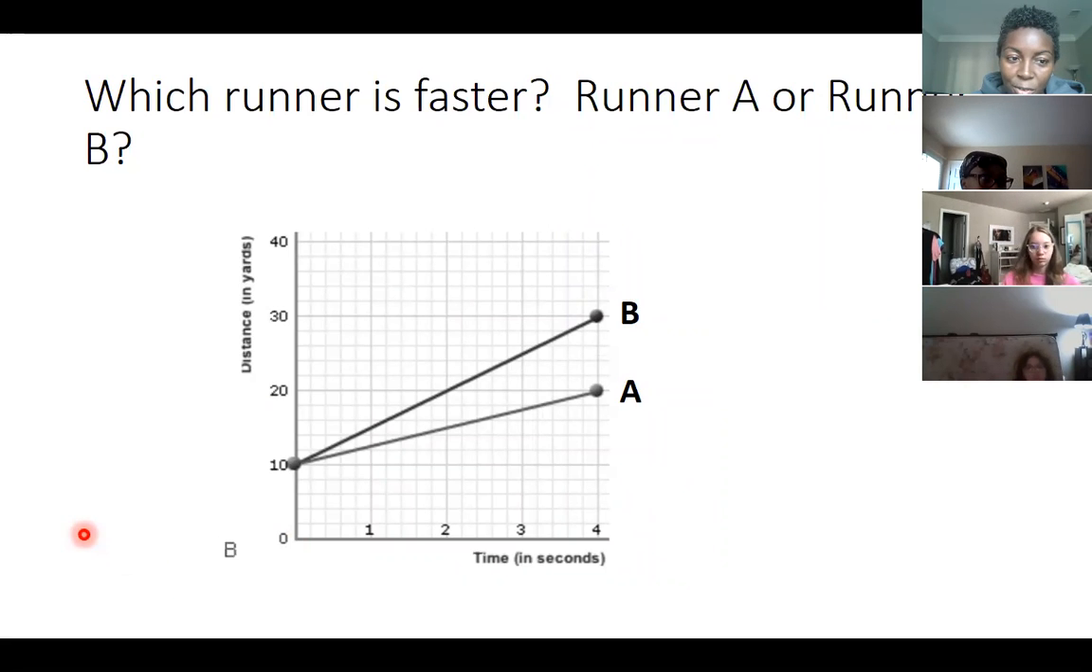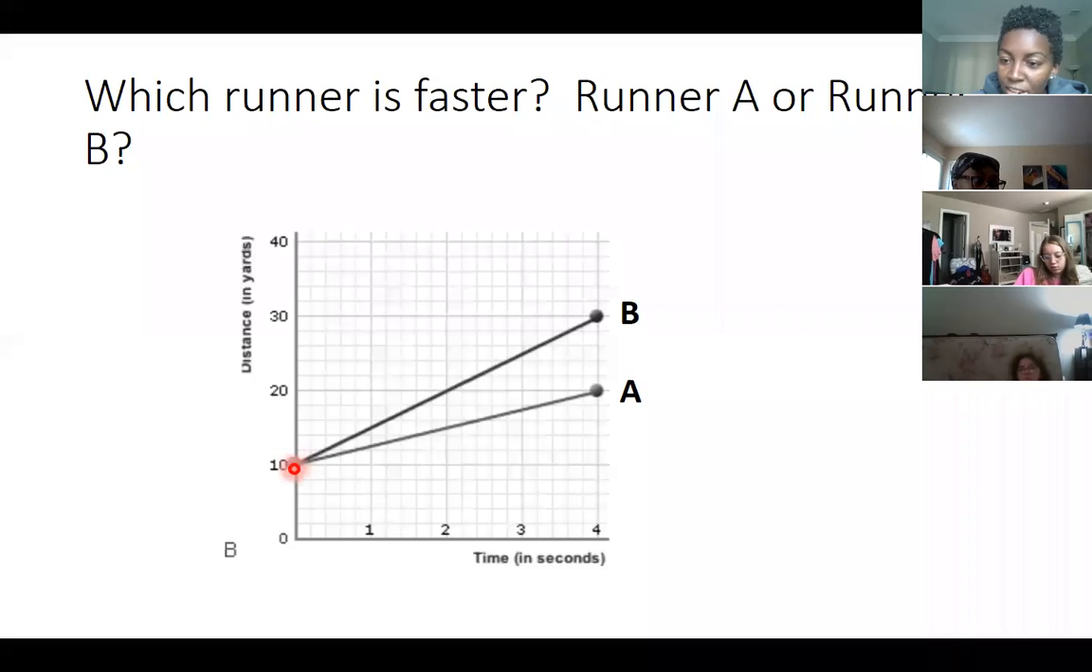I want to know who is running faster, runner A or runner B. Wait 10 seconds. All right, who do you think is running faster? B. B, you guys agree? Yes, runner B. All right, look.